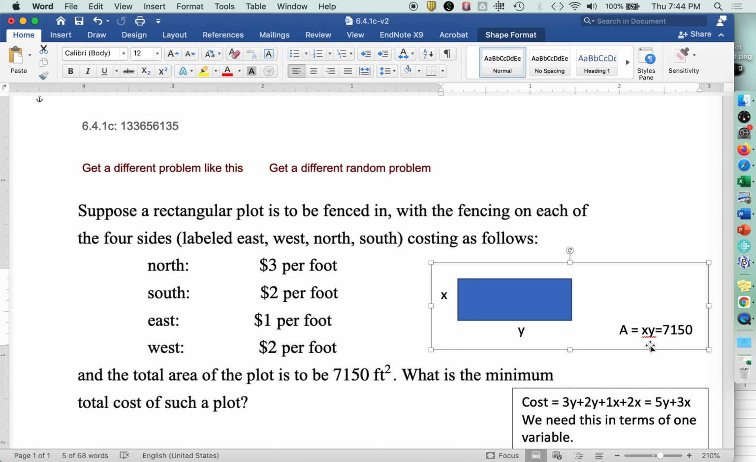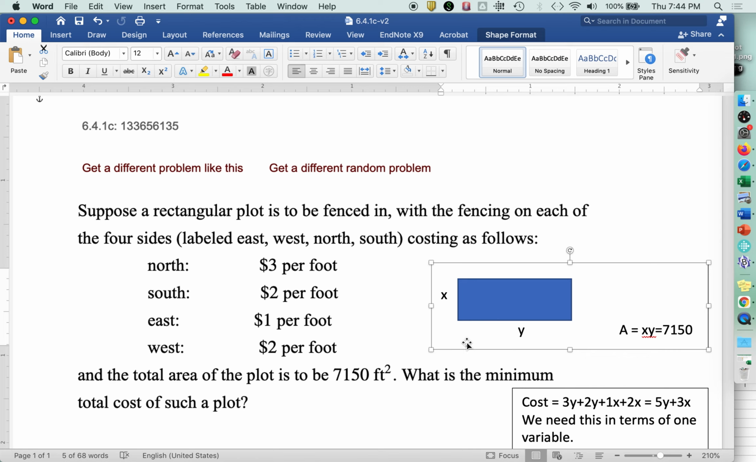Now keep in mind we are not trying to maximize or minimize the area. That is set at 7,150. Okay, our cost, though, is what we are actually trying to minimize. Cost is $3 per northern section. Well, the northern section is Y units long. So at the Home Depot, when I put up my fencing onto the counter, I'm going to be multiplying that length of fencing by $3 per foot.